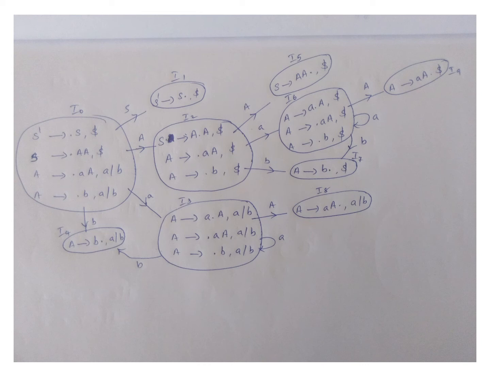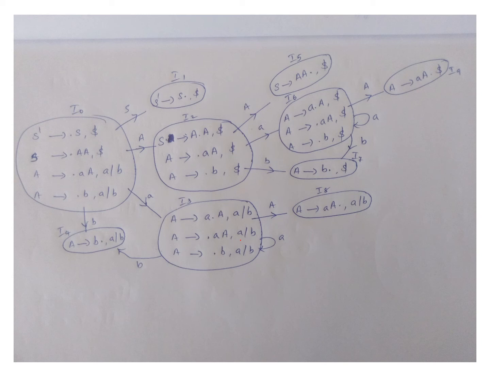So what is the principle of lookahead? The principle of lookahead is to identify the first symbol after the dot, after A. So what is the first symbol after the dot A? It can be either A or B. So we can get the lookahead as A or B.